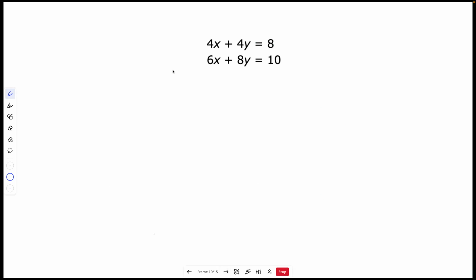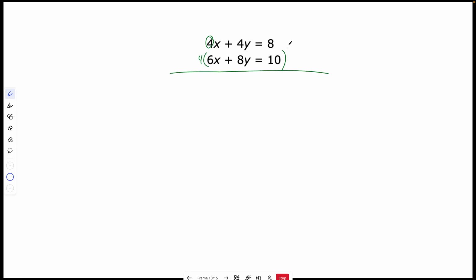Now for this problem, if we add straight down, again, nothing cancels out, all right? And even if we multiply this by negative 1 or the other one by negative 1, still nothing will cancel out. So when that happens, this is a special case, okay? What you have to do is you take the first number that you see here. So I take this 4, and I'm going to multiply everything in here by 4, all right?